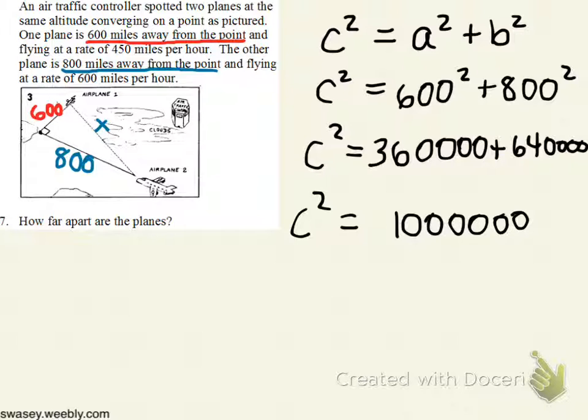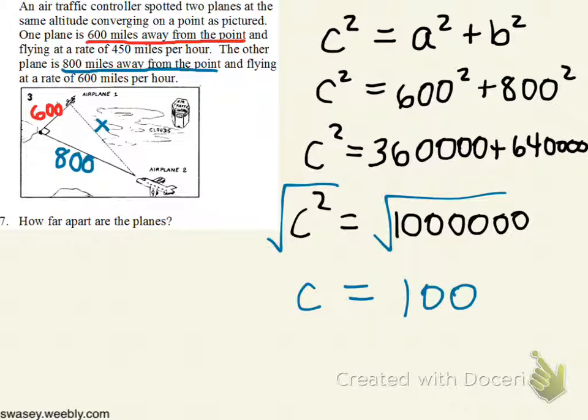To get rid of squared, we'll square root. Only a positive answer makes sense for a distance. And so we get 1,000. And that's miles. Oh, and I just use C for that.